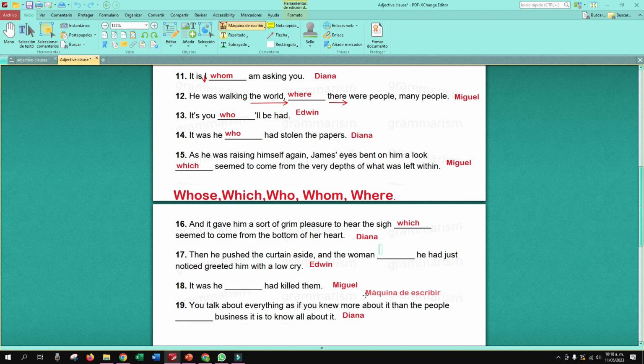Then he pushed the curtain aside, and the woman whom he had just noticed with him with a low cry. Excellent. Whom? That's perfect, right? The woman whom he had just noticed. That's great.